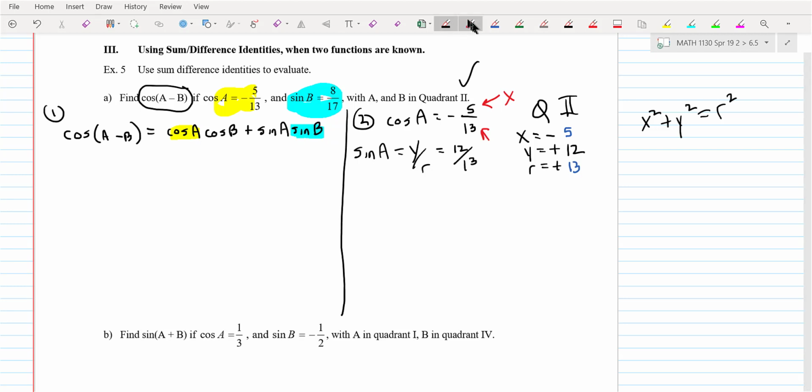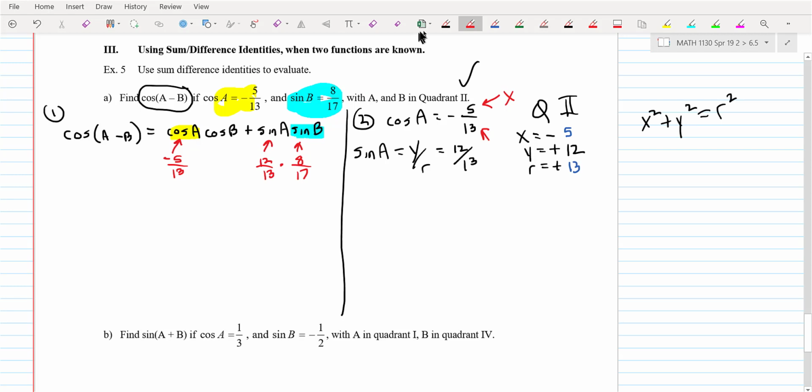Okay. So what I'm going to do is kind of start plugging stuff in. So we were given in the original problem, the cosine of A was negative 5/13. We were given in the original problem, the sine of B is 8 over 17. Now we just figured out that the sine of A is 12 over 13. So we only have one more thing we got to figure out.